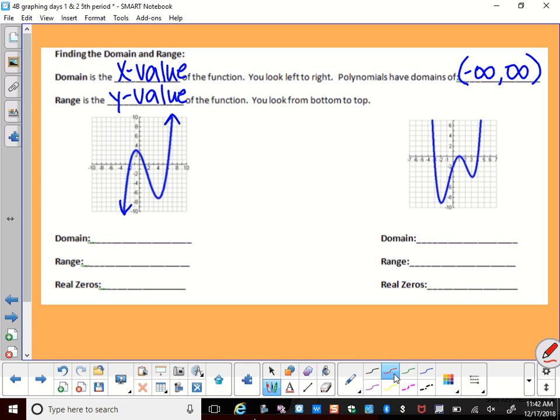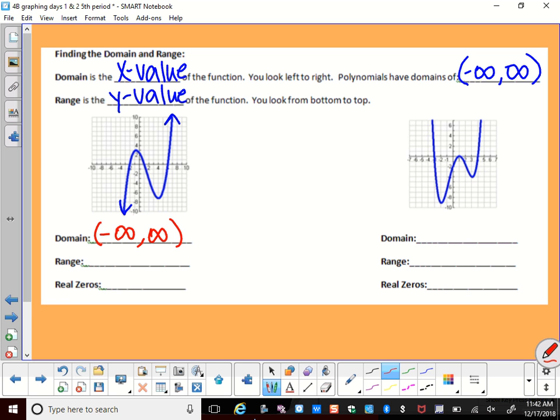All right, what's my domain here? Please don't get this wrong. Negative infinity to positive infinity. Good. You should always get at least 1 point on the test. That's yours, 1 point.